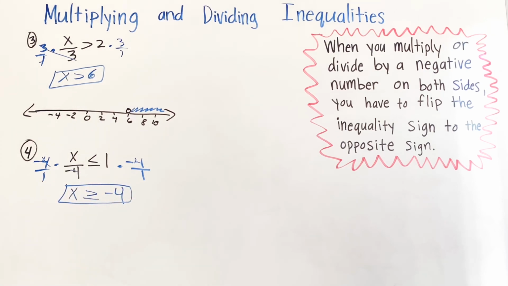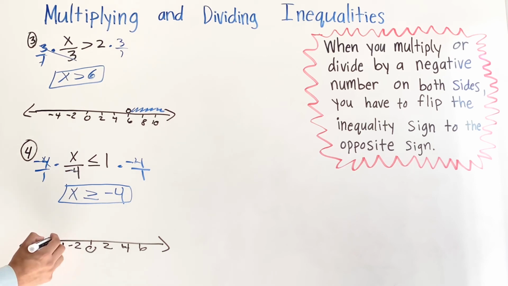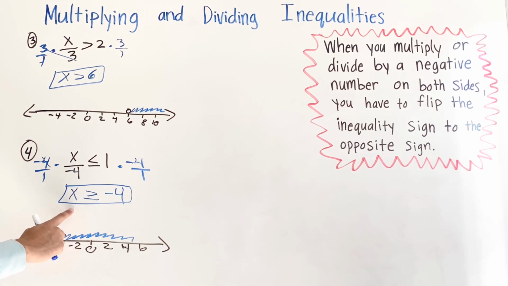Then after that, we're going to graph it. Start with 0, 2, 4, 6, -2, -4, and -6. We're going to start at -4. Open or closed circle? It's going to be a closed circle. At -4, are we going to shade to the left or to the right? Hopefully you shaded to your right. Why do we shade to the right? Because we're saying that -3 is greater than or equal to -4, 2 is greater than or equal to -4.